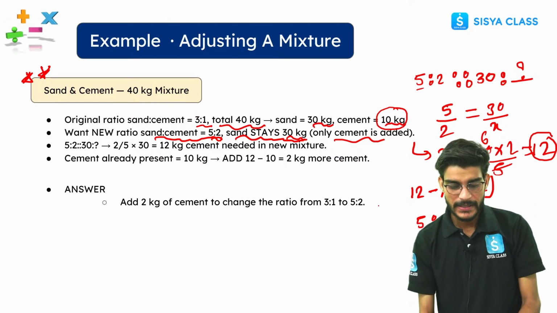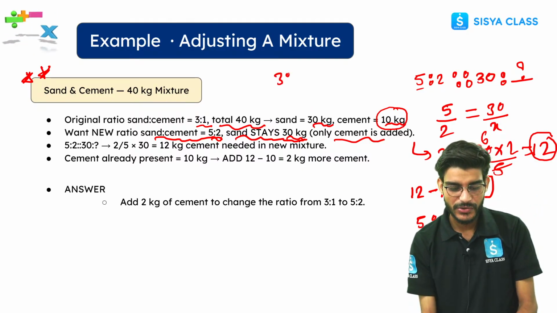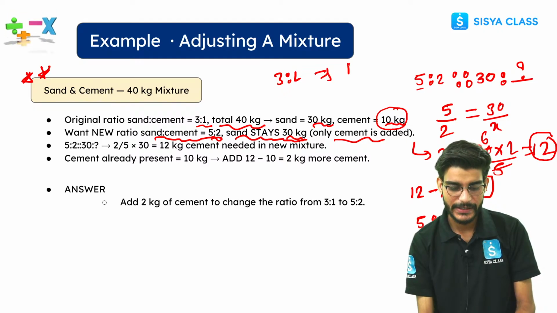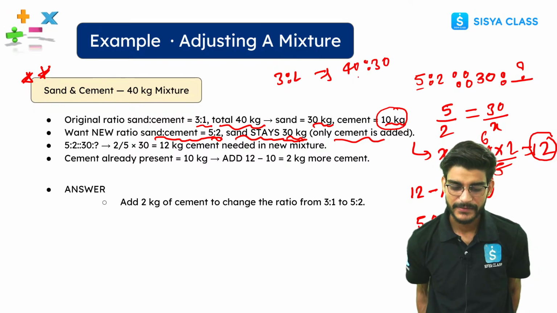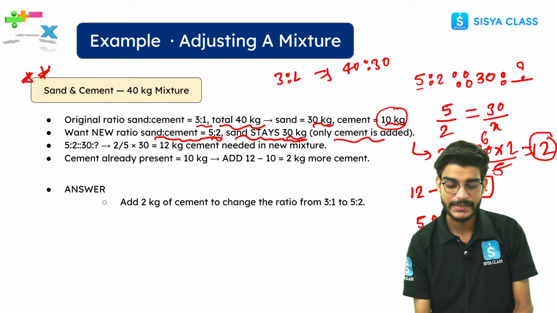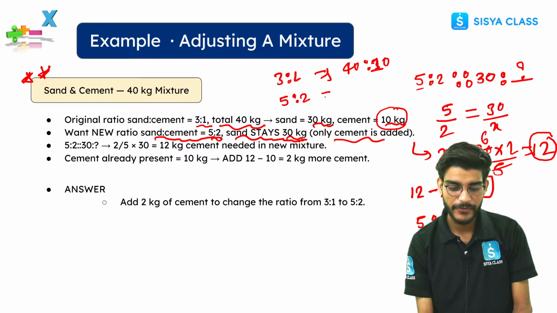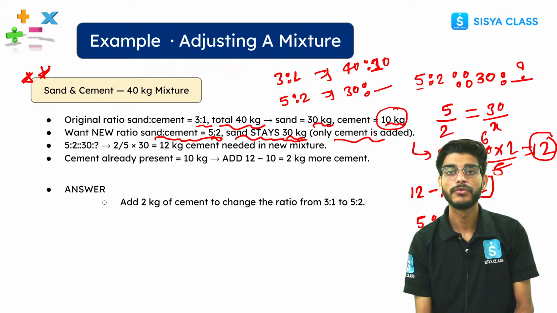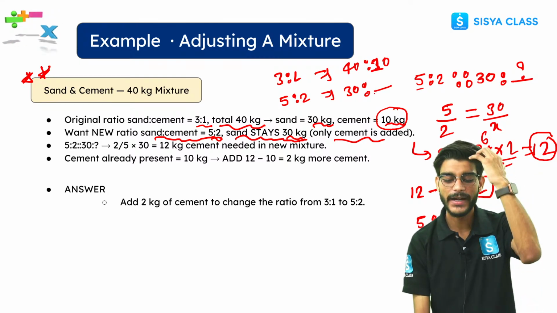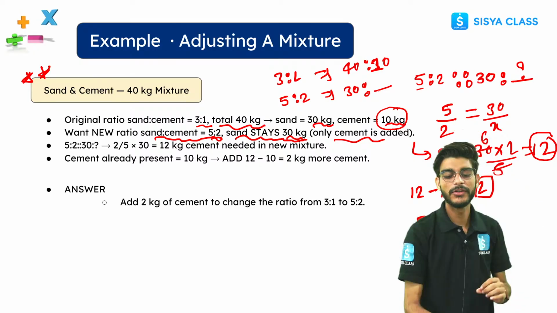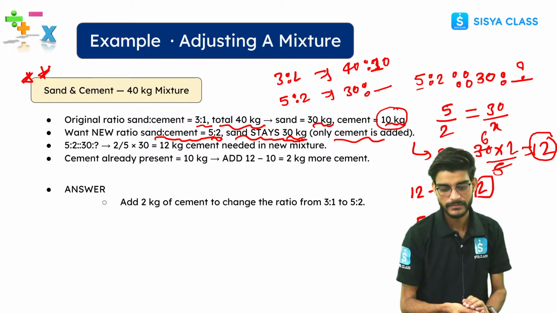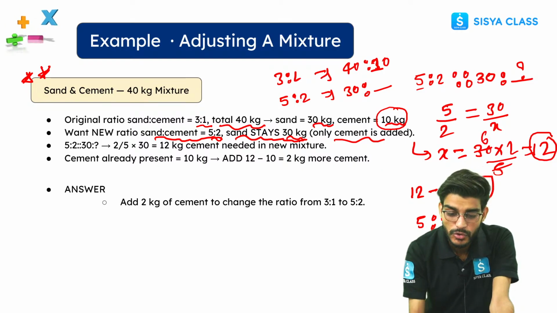Simple, sir. Earlier it was 3:1 when we had sand as 30 kg and cement as 10 kg, total 40 kg. Now we have to find the 5:2 ratio and we had 30 kg as sand. So what would be the cement? This is what we need to find, right? So how will you do it? We have to give 2 kg. See how.